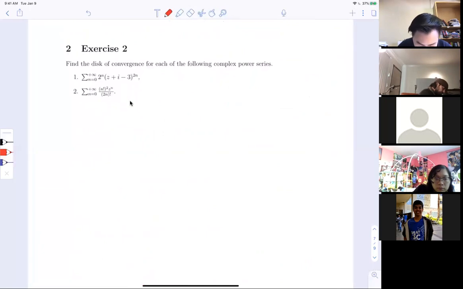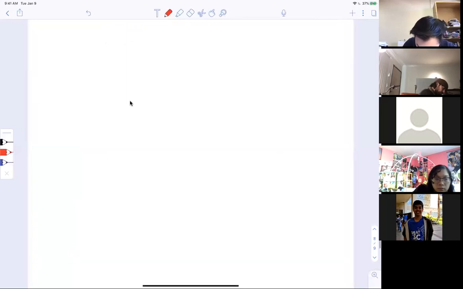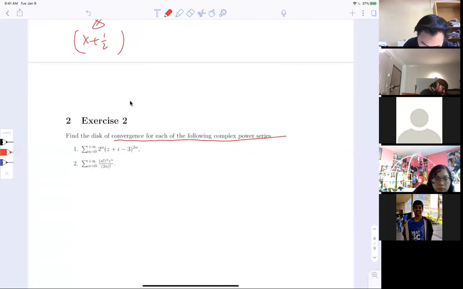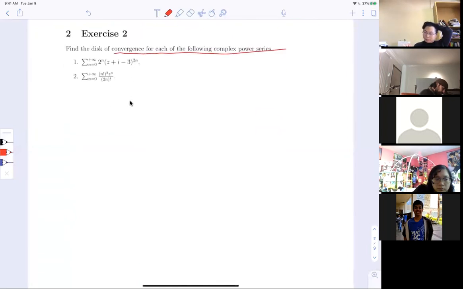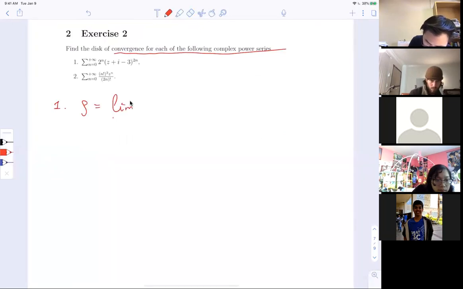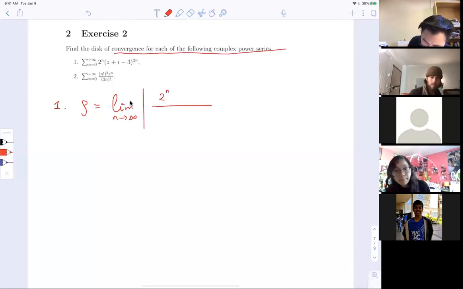Okay, so let's look at the convergence problem. Let's see the next problem. For this kind of convergence problem, it's very straightforward because we know the definition of rho. The only thing I want to say is just be careful when you calculate the rho, right? Let's say for the first one, we know it's given by 2n plus 1, 3 plus i minus 3.